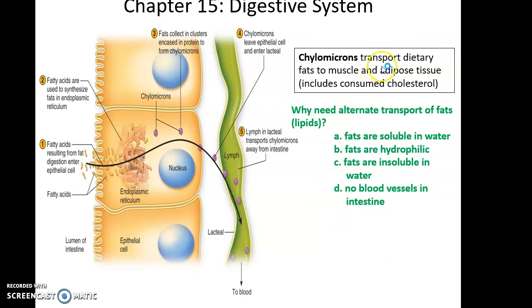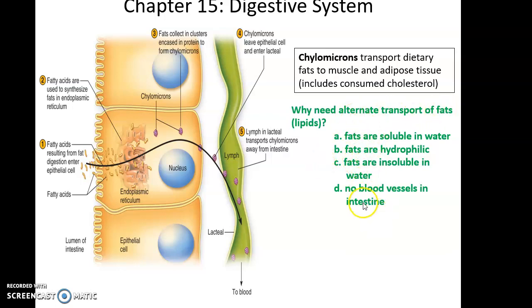All right, chylomicrons, important for transporting dietary fats to the muscles and the adipose tissue. And this, of course, includes cholesterol that we eat. Cholesterol we eat is a lipid, so it's also going to travel via these protein-fat complexes. And again, why do we need alternate ways of transporting fats?